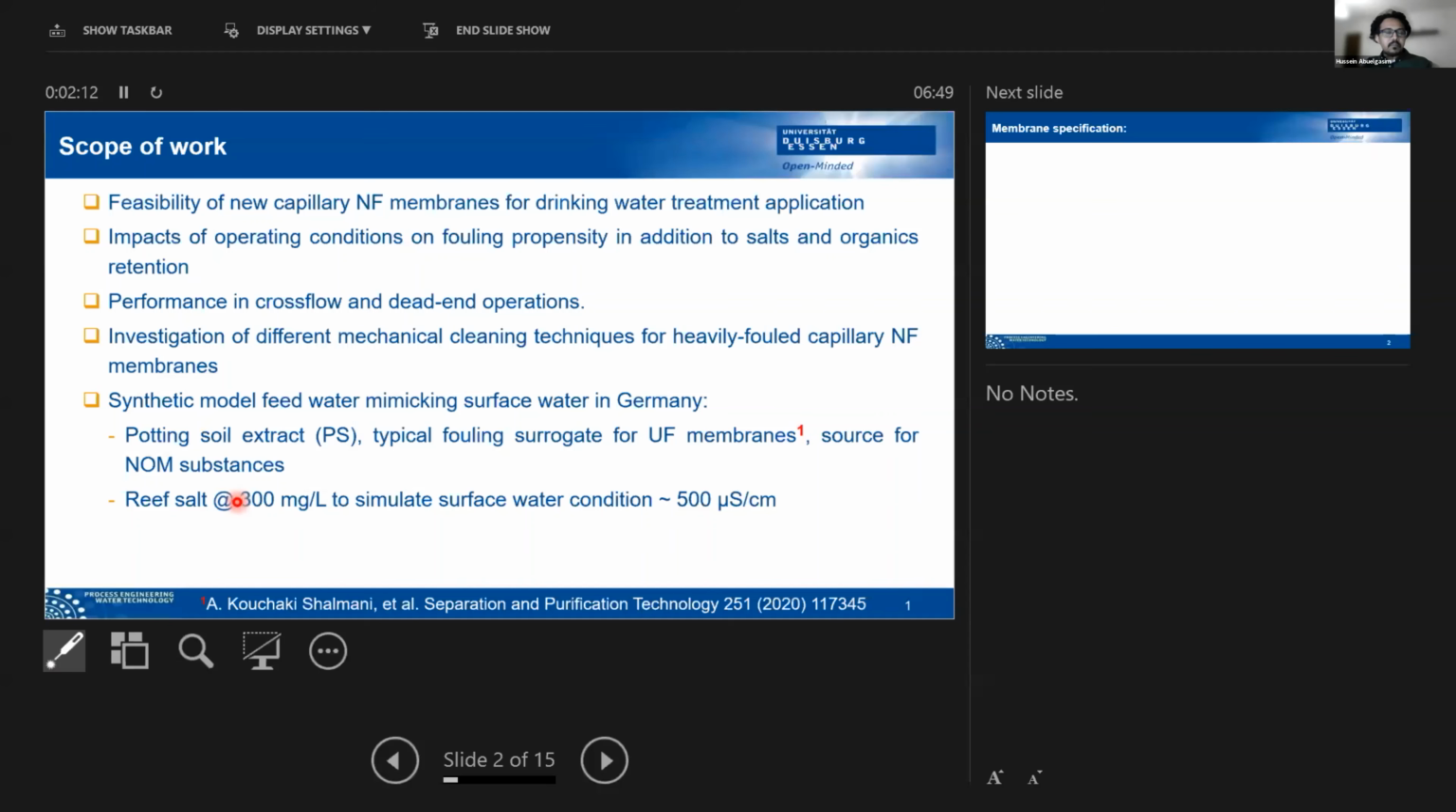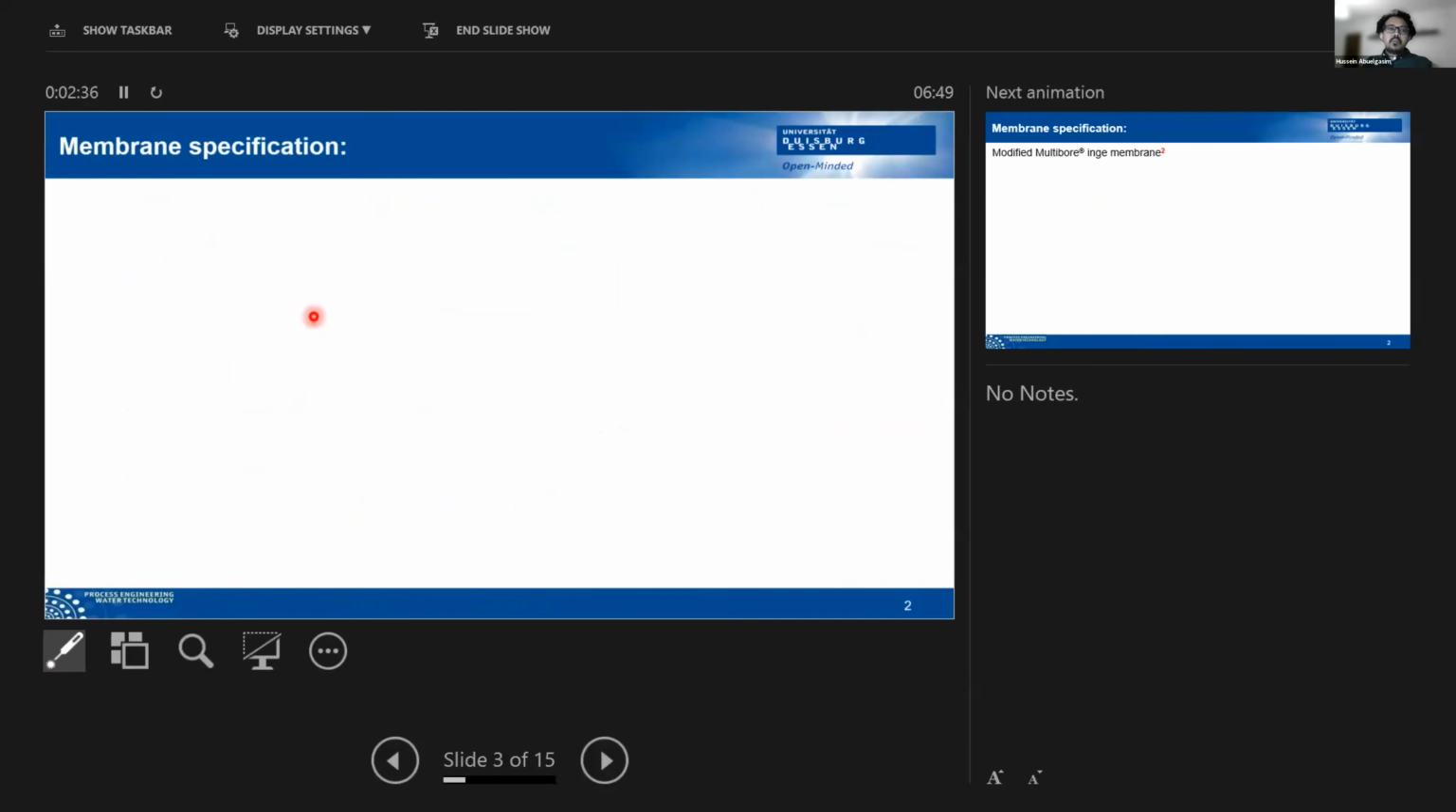To perform the potting soil extract that we will use to make a dilution or to mimic our surface water, we also need to reach a surface water condition in terms of conductivity of around 500 microsiemens per centimeter. That's why we also added to our potting soil extract a reef salt at a concentration of 300 milligrams per liter.